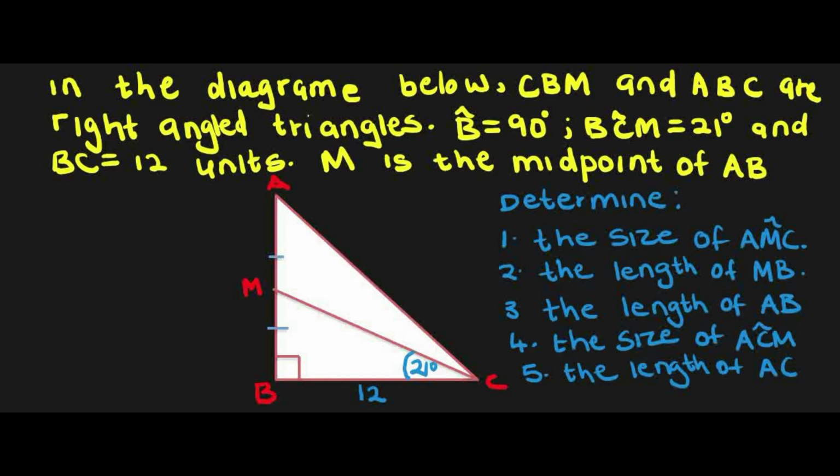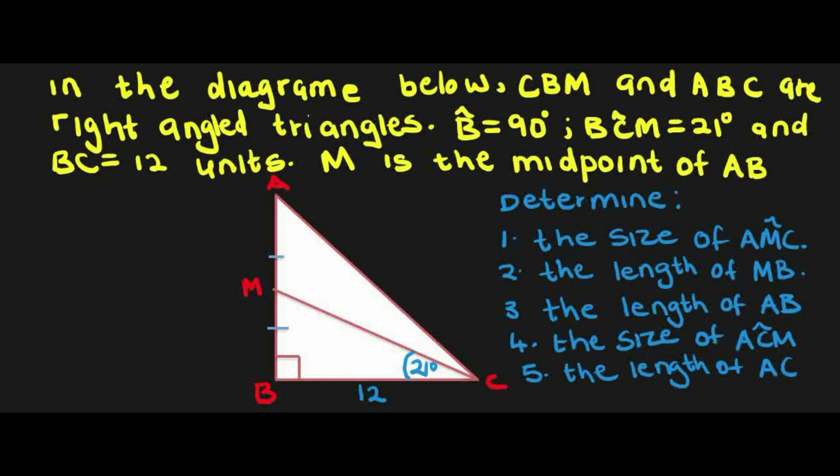In this lesson, we are given the following statement and a diagram. In the diagram below, CBM and ABC are right-angled triangles. Angle B is equal to 90 degrees. Angle BCM is equal to 21 degrees, as you can see on the diagram. And BC is equal to 12 units, as you can see there on the diagram.